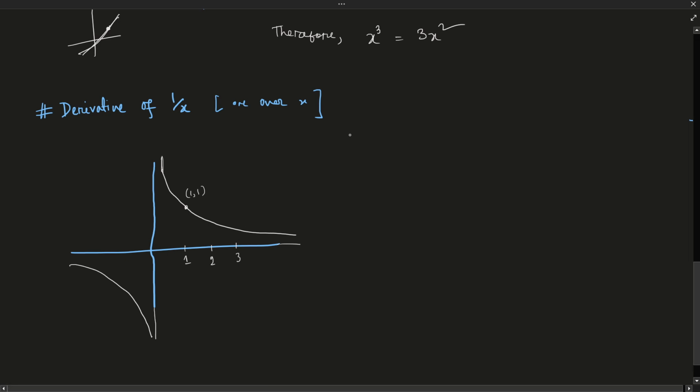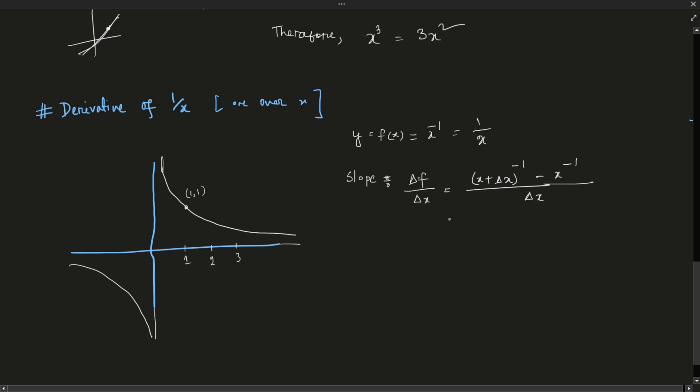The function is y equals f of x equals x inverse, which is 1 by x. The formula we had seen before for the slope, del f by del x, will be x plus del x to the power minus 1 minus x inverse, by del x.